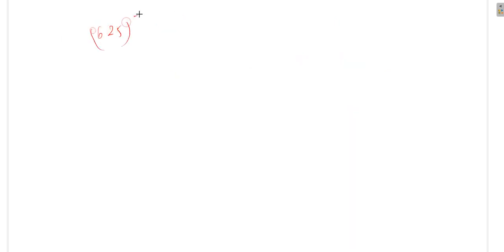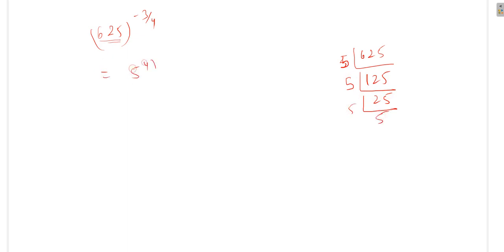Next, 625 power minus 3 by 4. What is 625? I'll first take the factors of 625, divisible by 5. So 5 into 125, 5 into 25, 5 into 5. So it is nothing but 5 power 4. So it is 5 power 4, whole power minus 3 by 4. Since it is in brackets, the powers will be multiplied: 4 into minus 3 by 4. So it is 5 power minus 3.